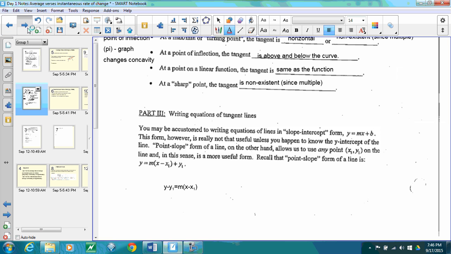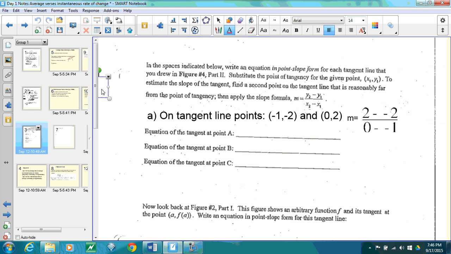So on the next page, we're going to do these 3 problems. It says in the spaces provided below, write an equation in point slope form for each tangent line that you drew in figure 4. Substitute the point of tangency for the given point. To estimate the slope of the tangent, find a second point on the tangent line that is reasonably far from the point of tangency, and then apply the slope formula. So I'm going to do A, and then I'll let you guys try B and C.